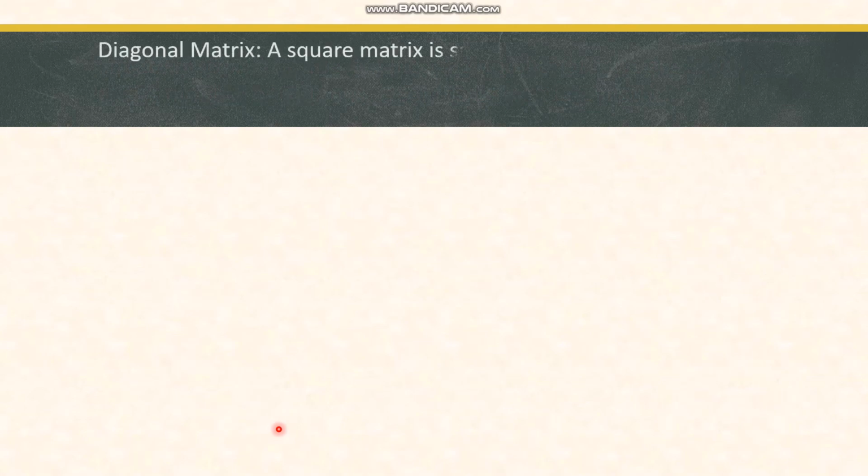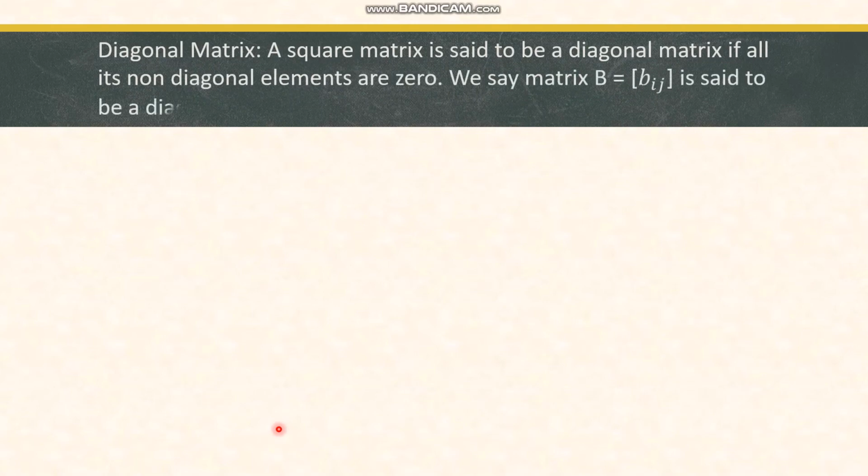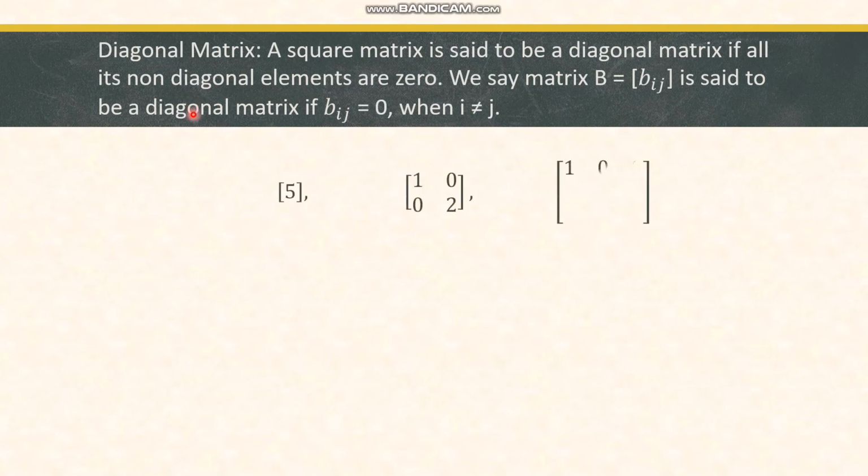The next matrix is the diagonal matrix. A square matrix is said to be a diagonal matrix if all its non-diagonal elements are 0. We say B equal to [Bij] is said to be diagonal if Bij is 0 when i is not equal to j. So whenever we look at the non-diagonal elements and they come out to be 0, in that case the matrix is said to be a diagonal matrix.